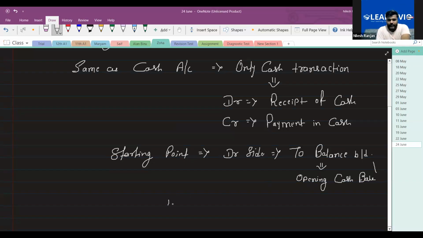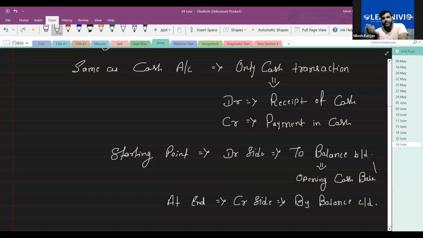Then again at the end, on the credit side, we will calculate the balance. So it will be 'By balance c/d'. This balance will again become the opening balance of the next time period, so it will be written again as 'To balance b/d'. This is how our cash book will be prepared.